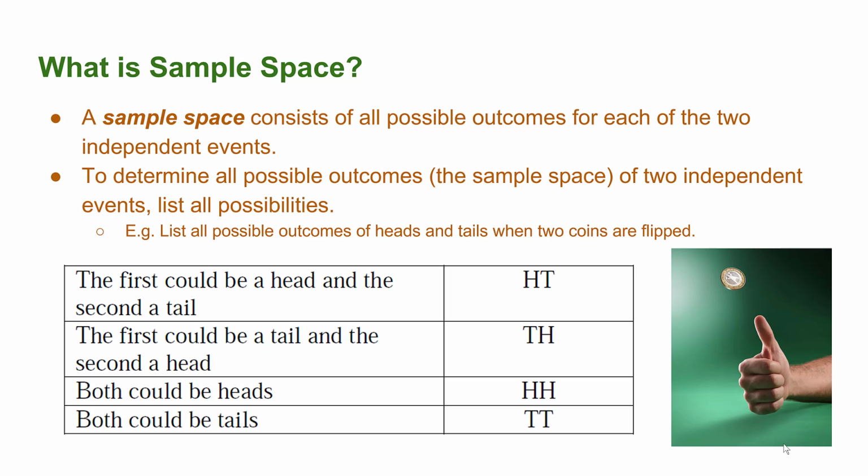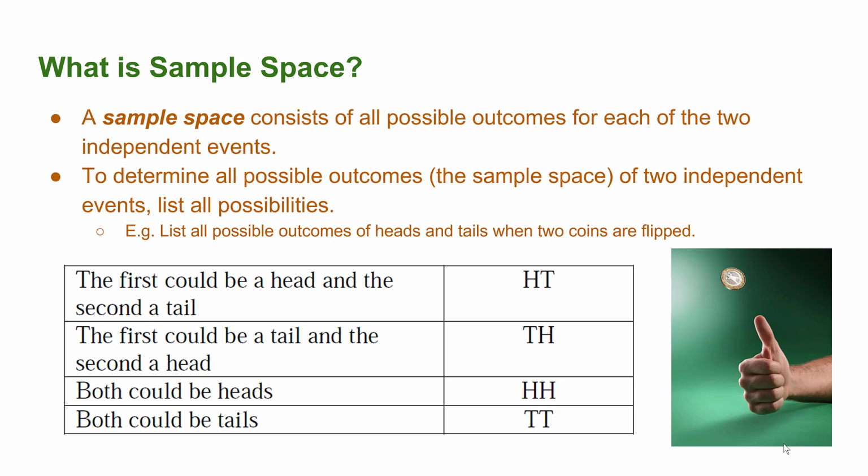What is a sample space? A sample space consists of all possible outcomes for each of the two independent events. To determine all possible outcomes, the sample space of two independent events, list all possibilities. A good way to do this is making a chart, making a table. Some people make a table or they just list them all.